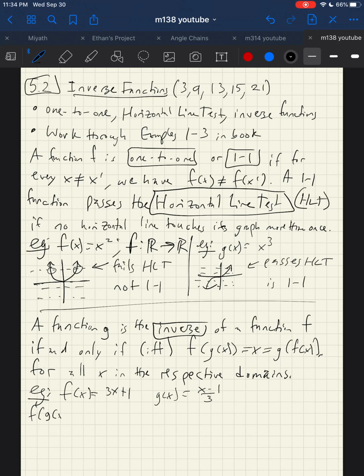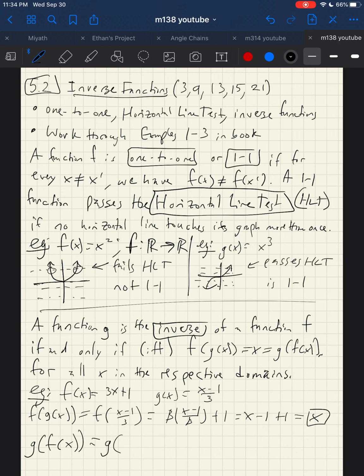So when I compute f of g of x, this is f of x minus 1 over 3, which is 3 times x minus 1 over 3 plus 1, which we cancel out the 3's. We get x minus 1 plus 1, which is x. Looking good so far. g of f of x, then, is g of 3x plus 1. And this is going to be 3x plus 1 minus 1 over 3. Well, I've got plus 1 minus 1, and that's 3x over 3. Those cancel. And again, I get x, which means these are inverses. Oh, I didn't tell you, we write g equals f inverse, so f raised to the negative 1 power. That's how we indicate inverses.